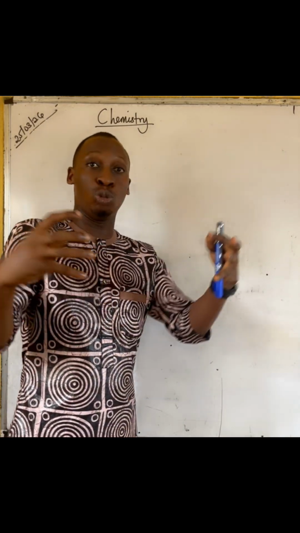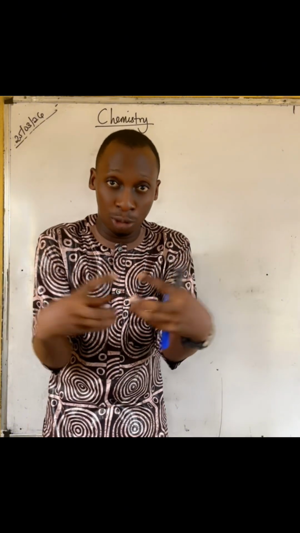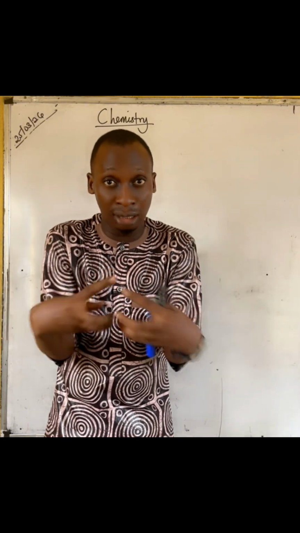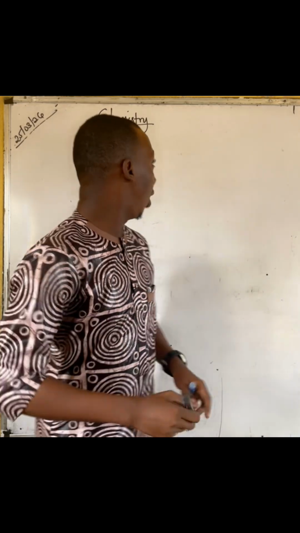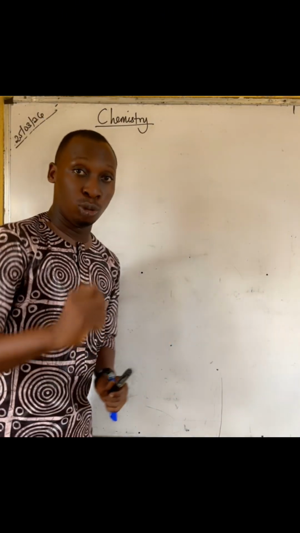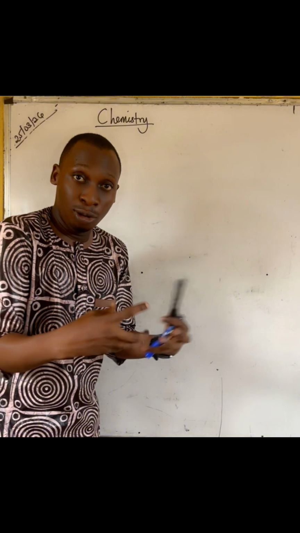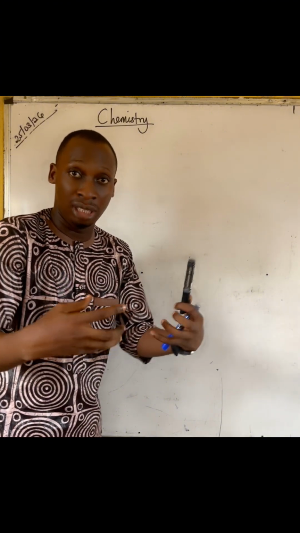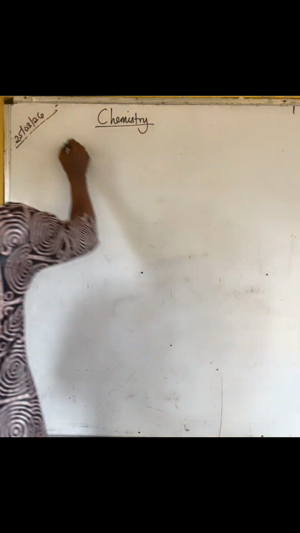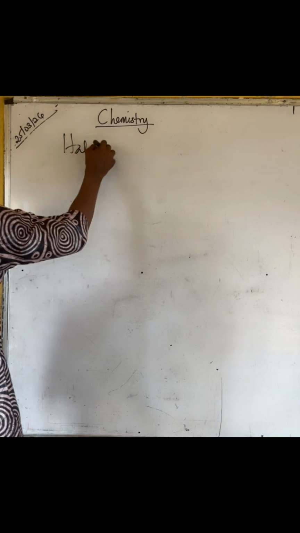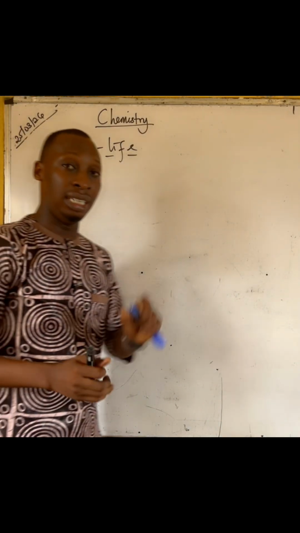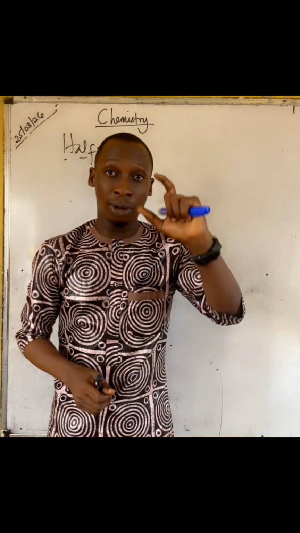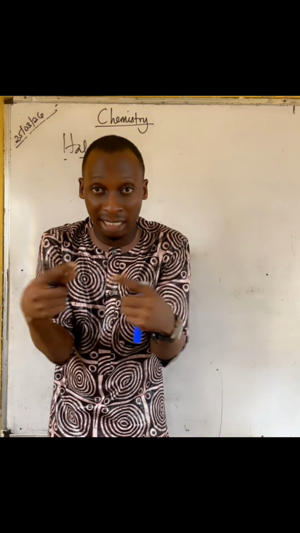Half-life is one of those ways of measuring how long it takes a radioactive sample to disintegrate or decay. Are we listening? Now, I said the most common way to tell how long a radioactive sample will take to decay is half-life. Now, what then is half-life? Half-life is the time taken for half the mass of a radioactive element to decay.